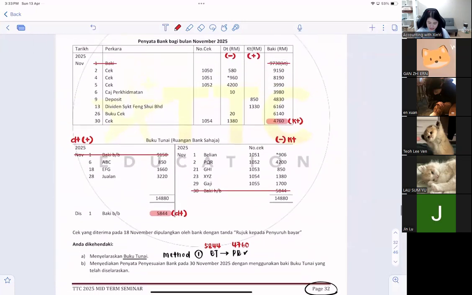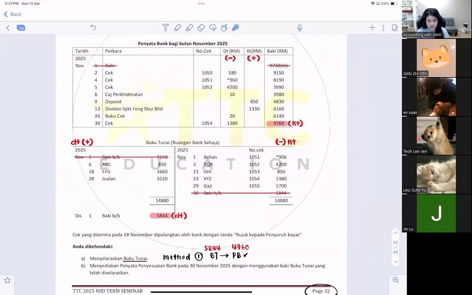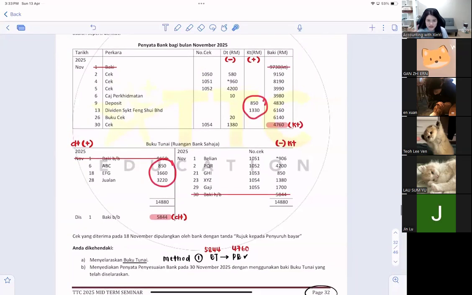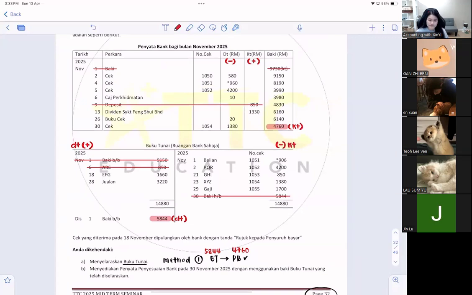Now, cross-checking process is very quick. You just need to check positive to positive side. If they are same numbers, you can cut it off. So for example, positive of your Penyata Bank is only 850 and 1330, while your buku tunai has 3 numbers, right? Among the 3 and the 2, only one matches, 850. Okay, so you just cross it off if it matches, but the rest don't match, we will leave it.